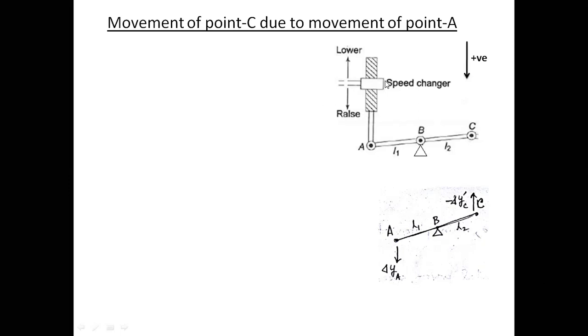So for a rise in power, the speed changer will go in the downward direction. Then what will happen? A moves in the downward direction. You can see A moves downward, and the lever is pivoted at B, so C will move in the upward direction.